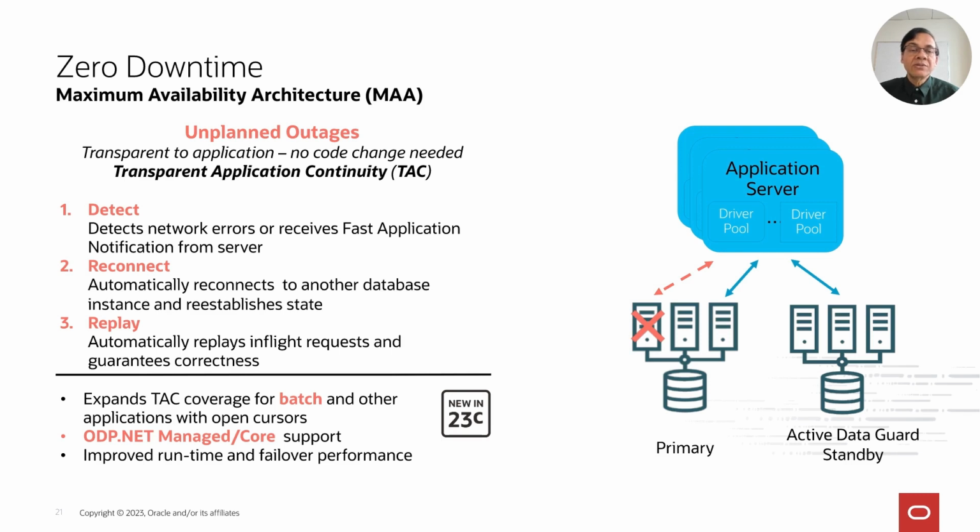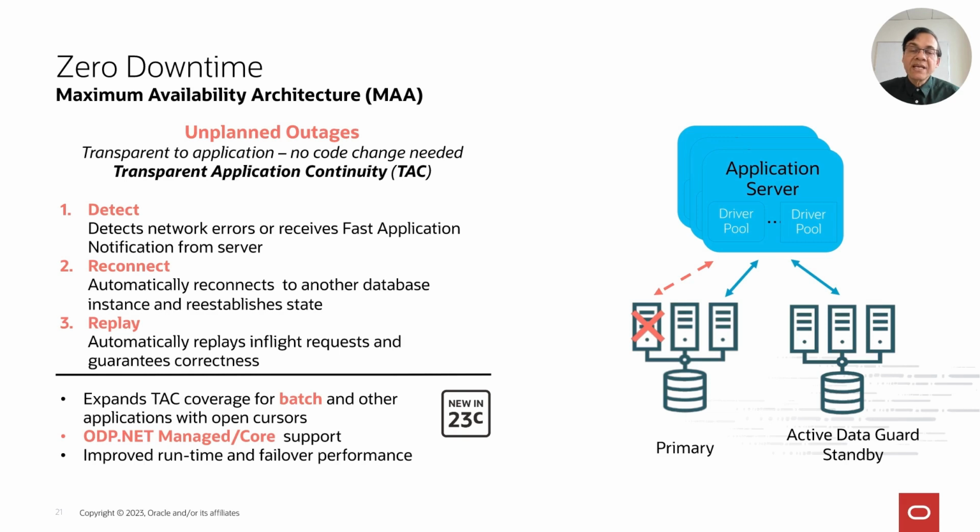Let us now talk about zero downtime, how we can achieve it during unplanned outages, because things happen, and sometimes maybe the system is down, or the database is down, or the network is down. And as a result of that, the connection is interrupted.